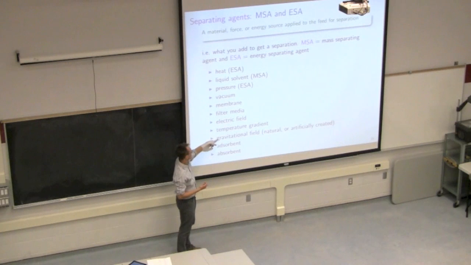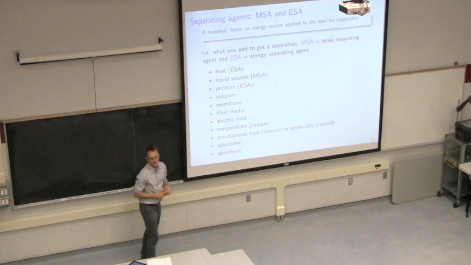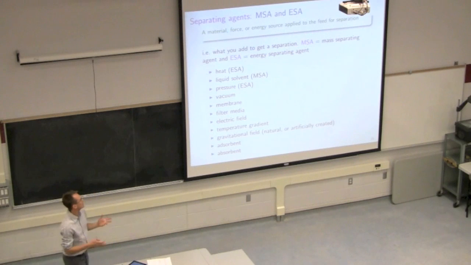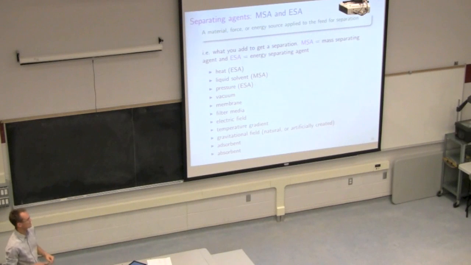Gravitational field, okay, temperature gradient, energy, adsorbent and absorbent, mass separating agent. So it's very easy to identify an ESA and MSA in a flow sheet. And so what you're going to do in the next assignment, with the sugar flow sheet, is identify what the ESAs and MSAs are.